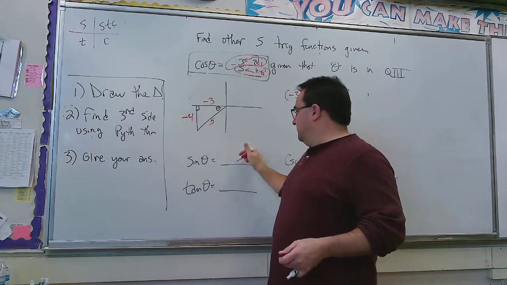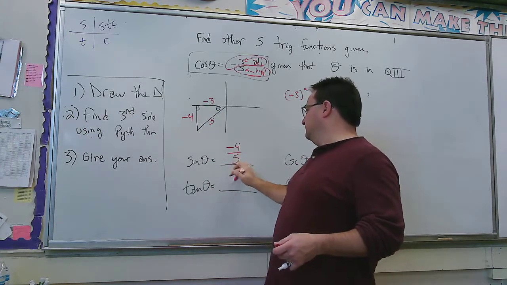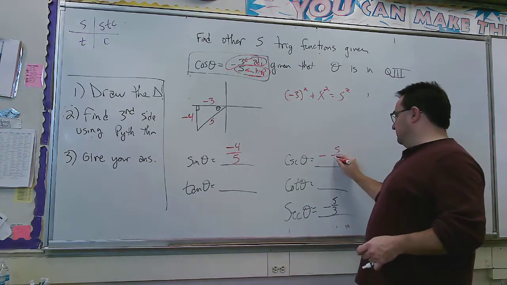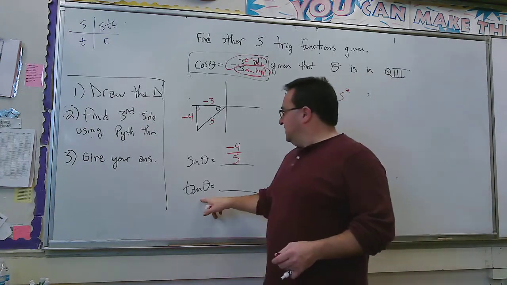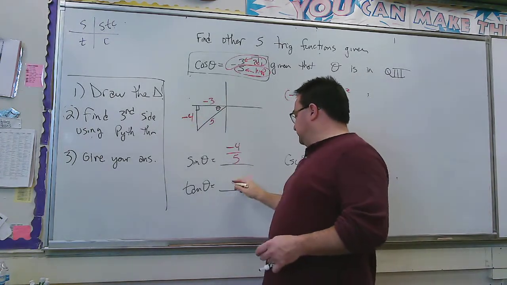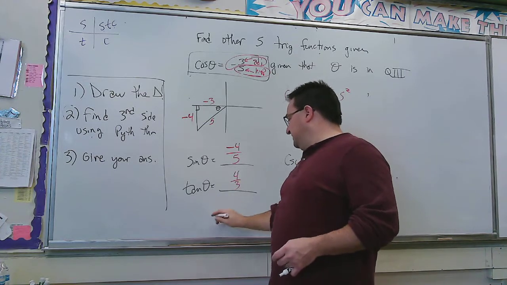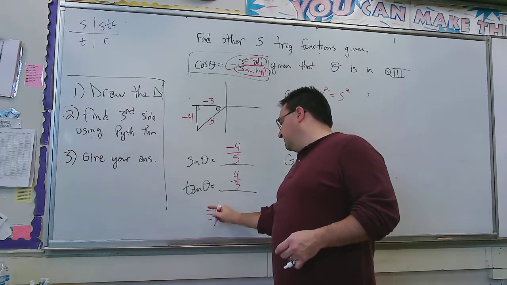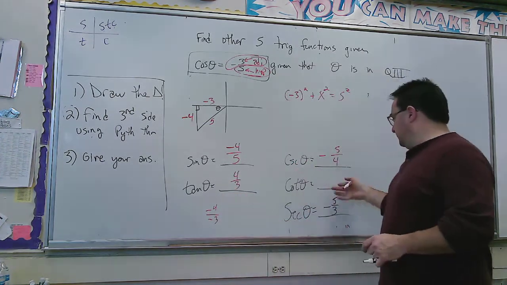Sine is opposite over hypotenuse. So I'm going to knock out its reciprocal at the same time. Tangent is opposite over adjacent. And those minuses are going to cancel. Right? A minus over a minus is a plus. And this will be the reciprocal.